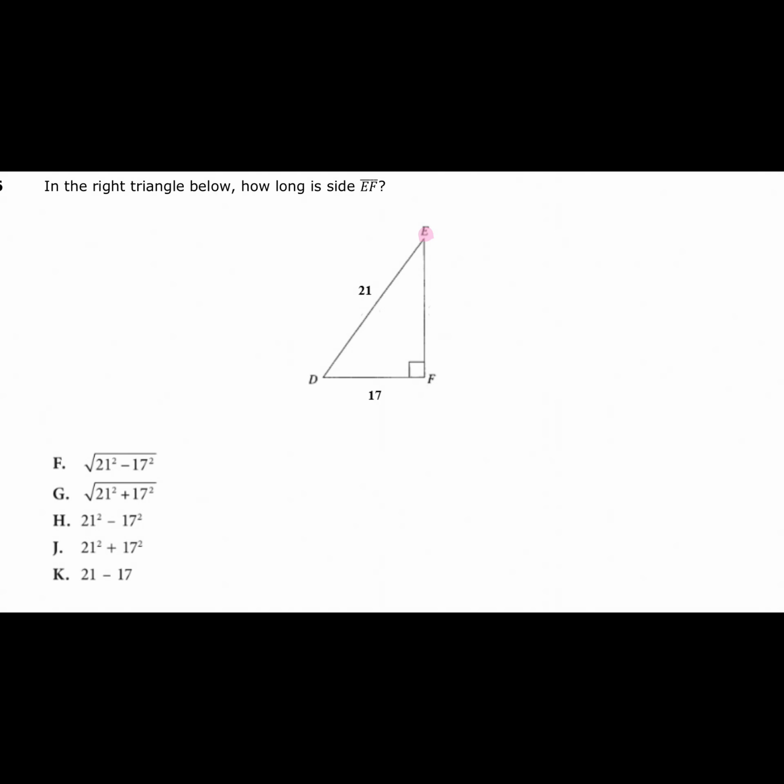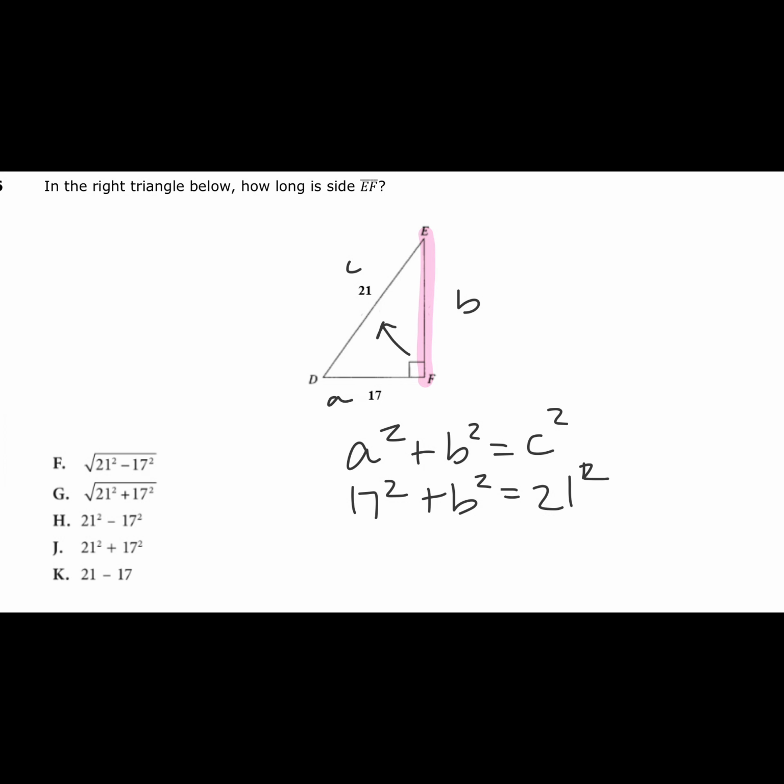let's take a look at problem number 6. It says in the right triangle below, how long is the side EF? Here's EF. This is a right triangle, and we have the hypotenuse, so that's C, and let's say we have A and we don't have B. So if I were to set this up, this is what we would have. For A squared, I'd have 17 squared. For B squared, it's just B squared. For C squared, it's 21 squared.